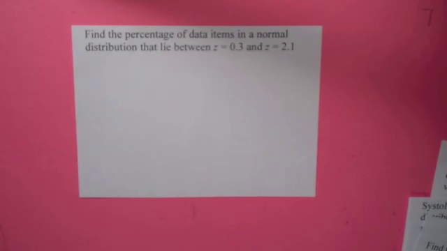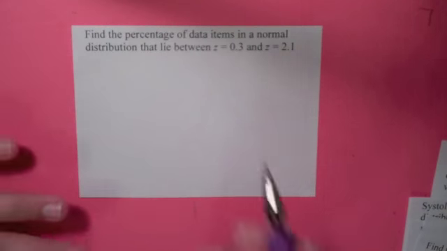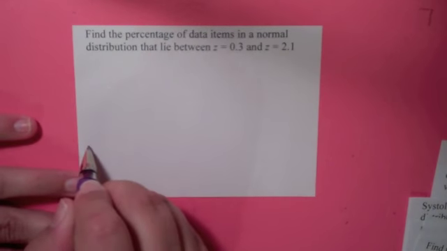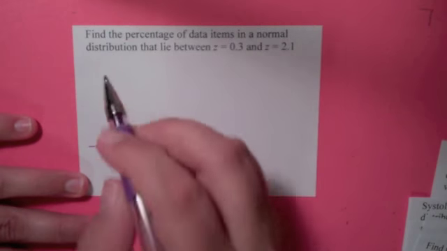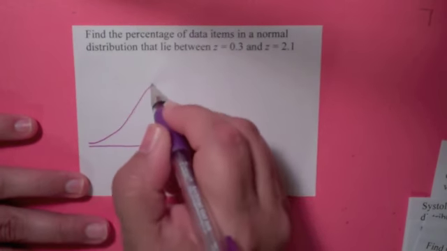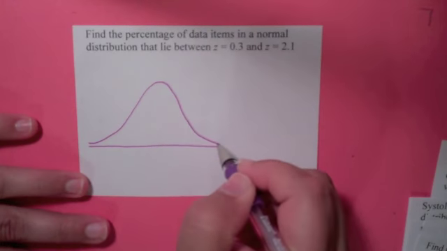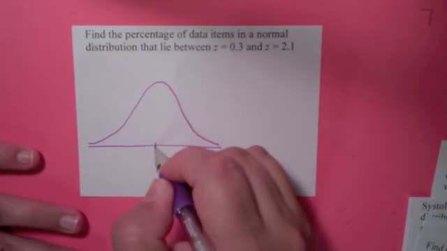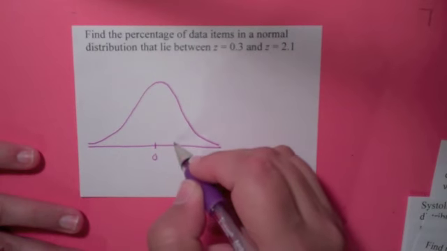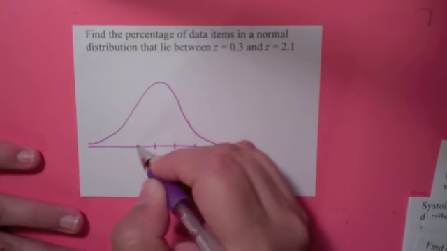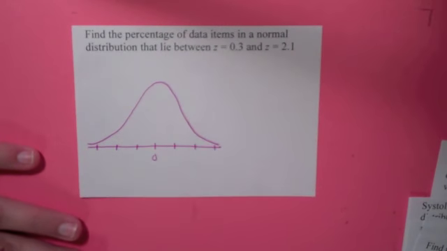Find the percentage of data items in a normal distribution that lie between z equals 0.3 and z equals 2.1. Alright, so let me draw a picture. This one seems to be a little bit more complicated. Again, I'm not being very careful about drawing this perfectly or anything. I know that zero's there. 1, 2, 3, negative 1, negative 2, negative 3.